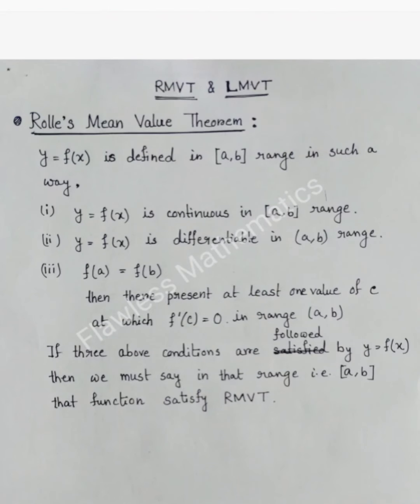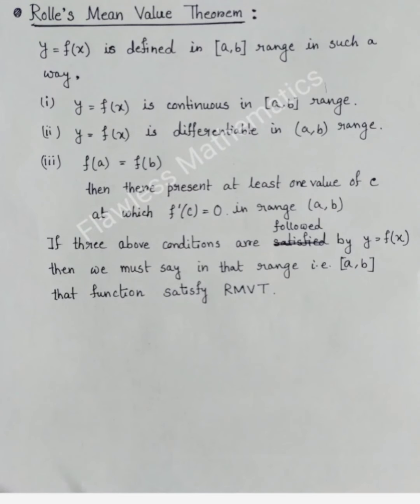So here is the statement of Rolle's mean value theorem: y equals f of x is defined in the closed interval a comma b in such a way that there are three conditions. The first condition is that y equals f of x is a function that is continuous in the closed interval a comma b, that is, the third bracket.